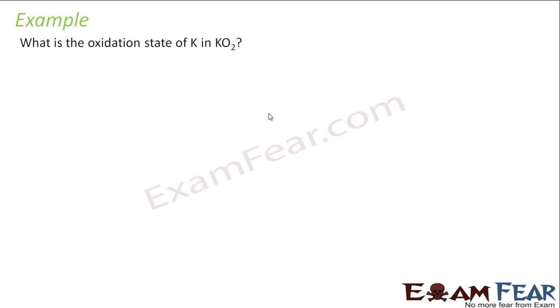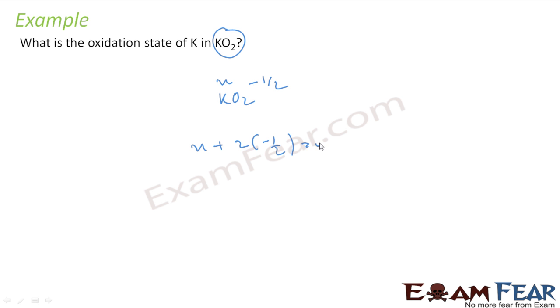Let's take one example. What is the oxidation state of K in KO2? With the rule of oxidation state numbers which we have learned in the last chapter, oxygen will have an oxidation state of -1/2 here, correct? Superoxide. So potassium will be X. So X plus 2 into -1/2 is equal to 0. You solve this, you get X is equal to +1. So potassium will have an oxidation state of +1.